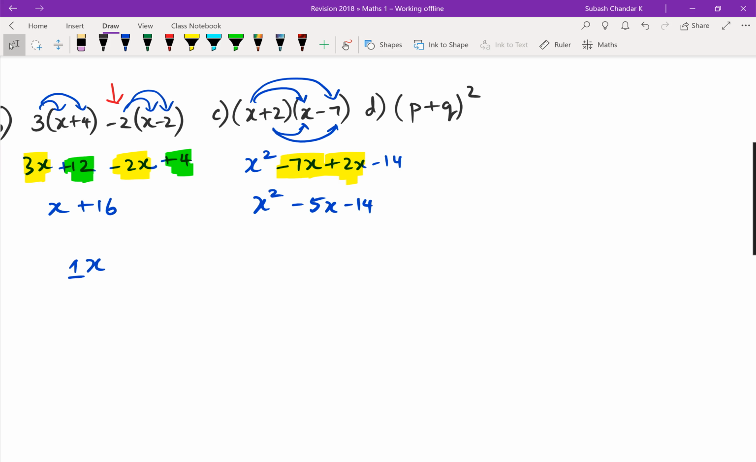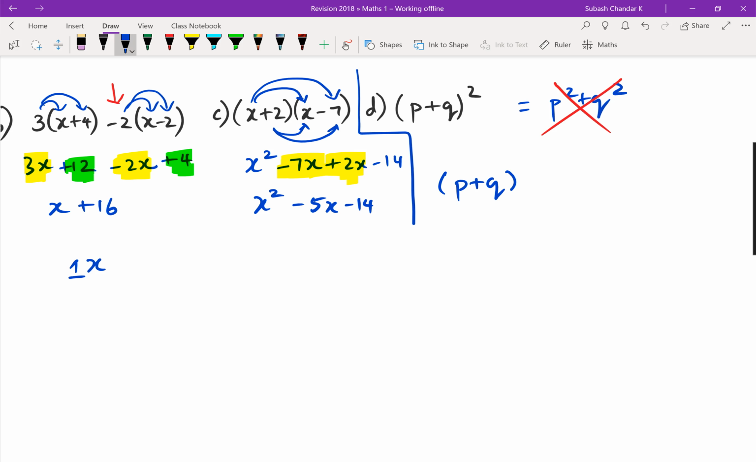All right. Now, when we are looking at question D, another common mistake that I've seen people do is they write this as p squared plus q squared. Now, if you're one of those people that actually did that, then you're actually incorrect. Okay? Whenever you have a squared or a cube or whatever with the brackets, it's a really good idea to write them out like this, because that's what p plus q squared is. Once you write them out, then you can actually expand the brackets.